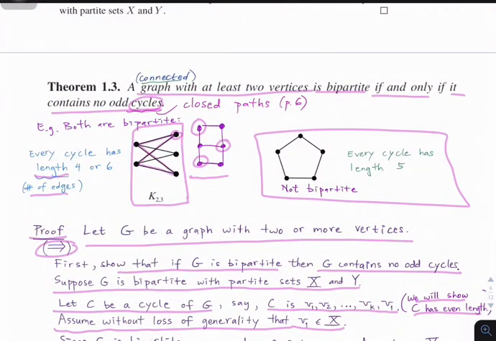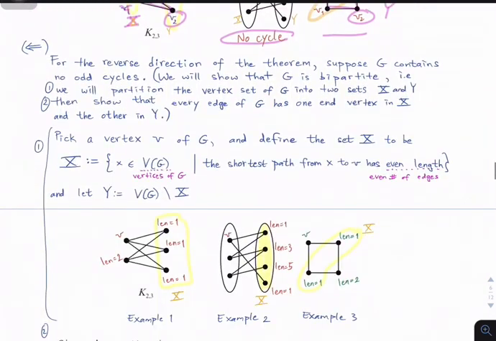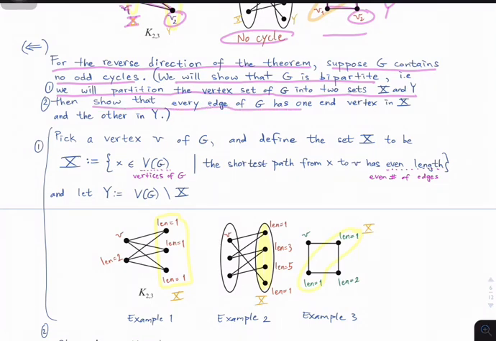So now let's do the other direction. For the reverse direction of the theorem, suppose the graph G contains no odd cycles. And what we will show is that G is bipartite. And what does it mean to show that G is bipartite? First, we will partition the vertex set of G into two sets, X and Y. And after that, we will show that every edge of G indeed has one end vertex in X and the other end vertex in Y.